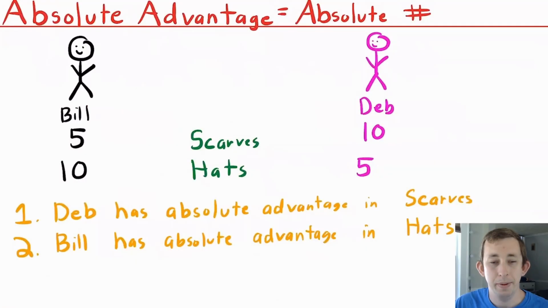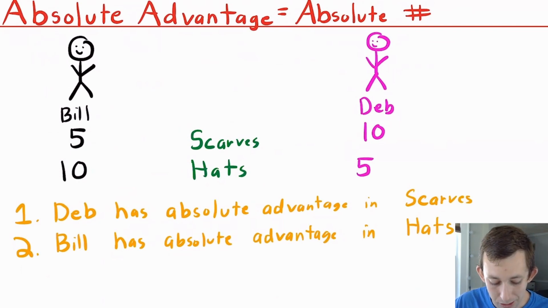The way you can think about absolute advantage is just who can produce the absolute most number of stuff. So for example, to make it really easy, I've got two people, Bill and Deb. Bill and Deb both knit. They make scarves and hats. Bill is really good at knitting hats. He can make 10 hats and not so good at making scarves. He can only make 5 scarves.